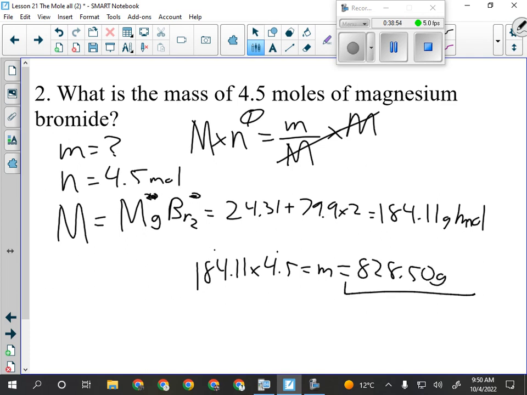Grams. All right, so you'd get a mark for your givens, you'd get a mark for the mole equation, a mark for your algebra, possibly a mark for plugging the numbers in, and a mark for the answer. It's either 4 or 5 marks.